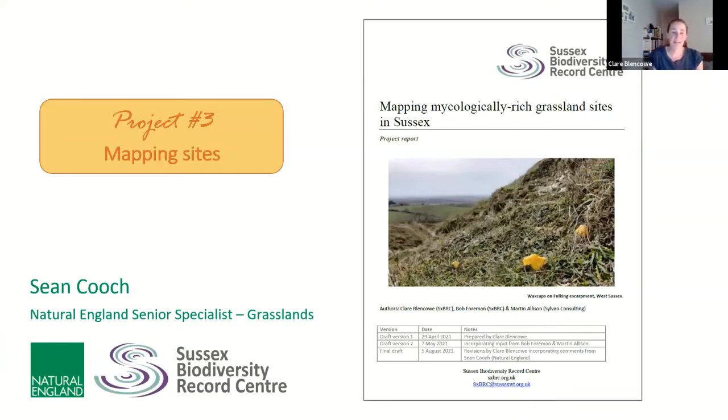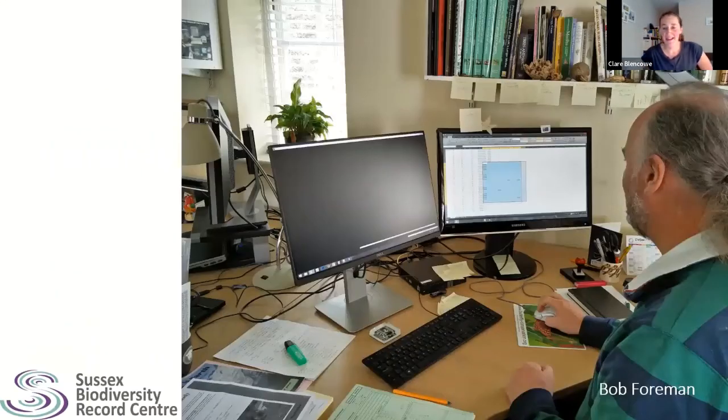And doing that work, I think perhaps brought Sussex to Sean's attention, and Sean got in touch with me in my professional role at the Record Centre to ask us if we'd be interested in doing a project with a fairly quick turnaround, mapping mycologically rich grassland sites in Sussex. So I said, yes, we would absolutely love to do that. And with some funding from Natural England, that enabled me to get one of my really clever techie colleagues at the Record Centre involved in mapping the sites, turning those squares that you saw on the previous map into sites.